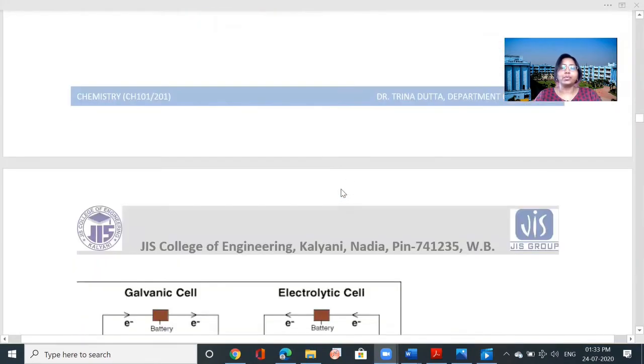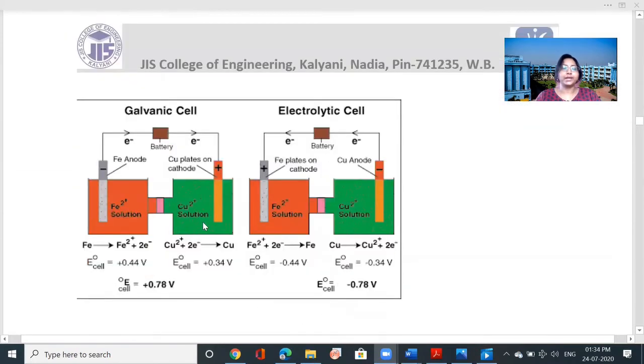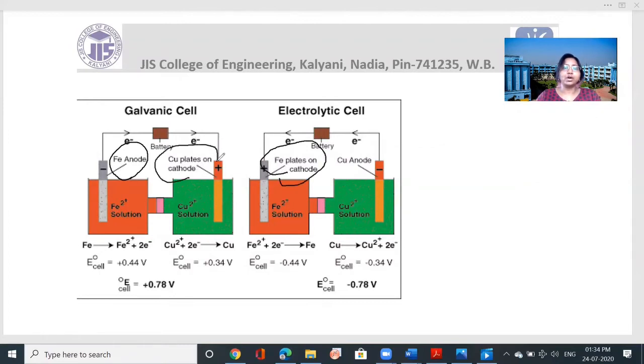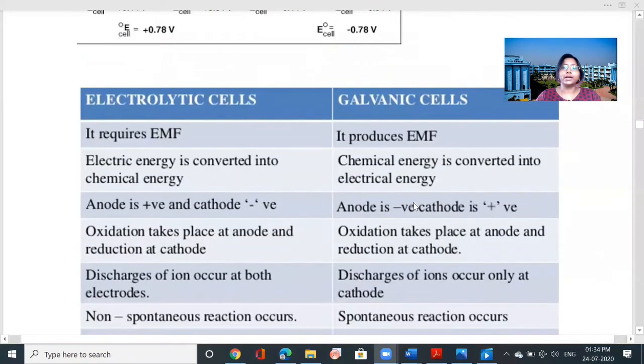So let's look at what is the difference between the electrolytic cell and the galvanic cell. Here you can see the picture. Here it is the iron that is the anode, but in this electrolytic cell you can see the iron that is the cathode. So iron here is the anode, and this iron plate is the cathode. But in the galvanic cell, the copper plate is the cathode and it is the copper anode. So what are the differences between the electrolytic cell and the galvanic cell?